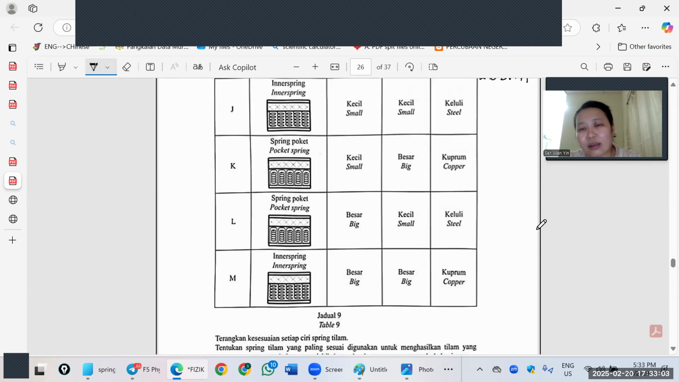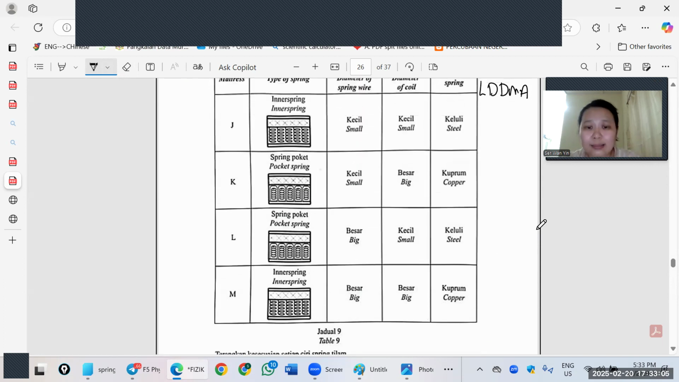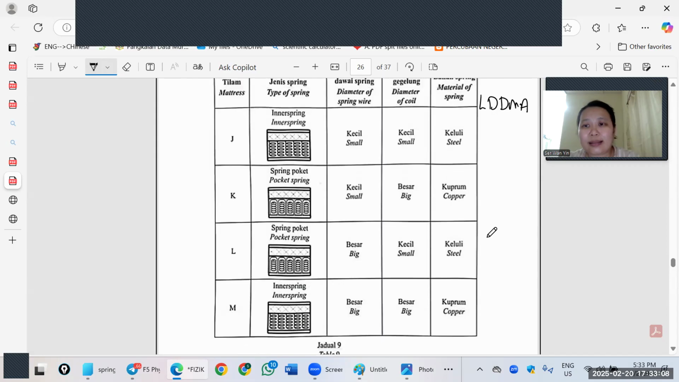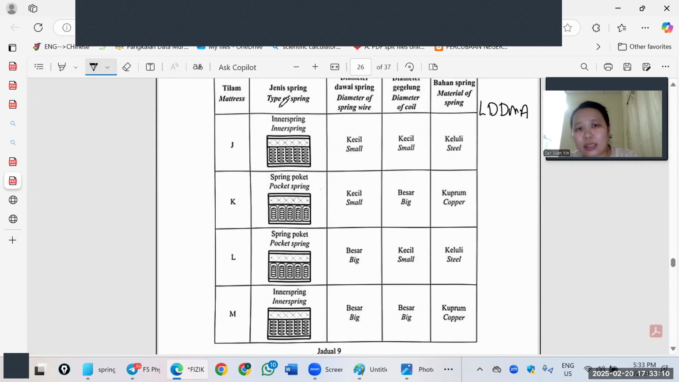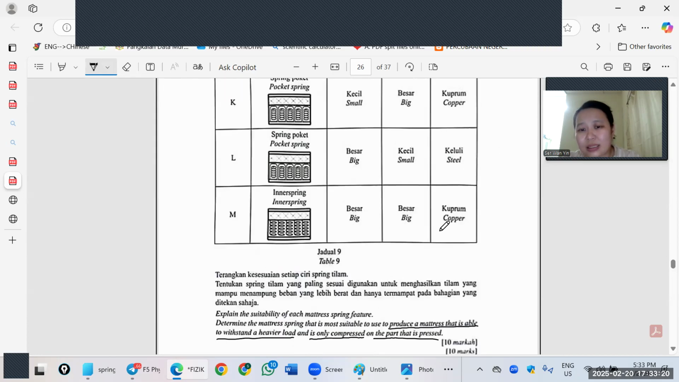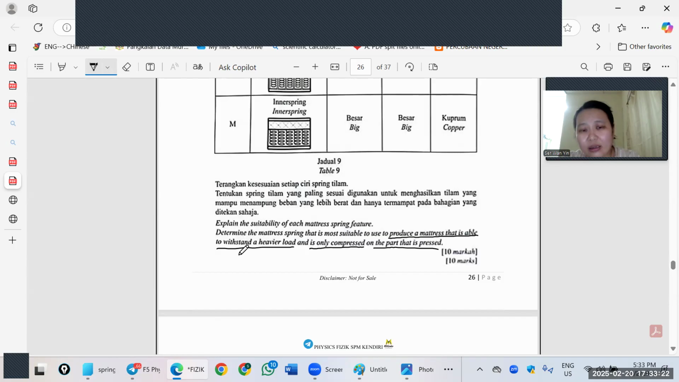It means a heavy person sits on it, the spring can withstand. Okay, if we don't look at the type of spring, these 3, how? LDDMA actually means what? Heavier load means you want a stiffer spring or you want a more elastic spring?